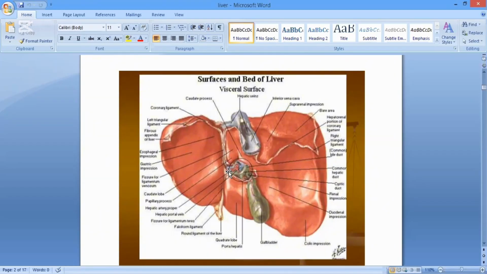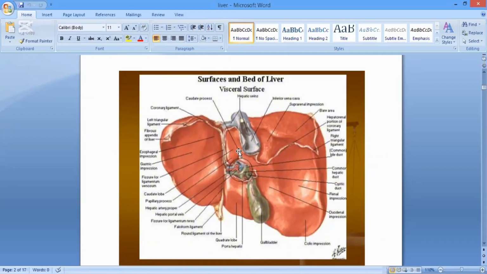From above, it is going to be continuous with the diaphragmatic surface. Below and to the right, just behind the porta hepatis, it is going to be continuous with the right lobe of the liver. So this small extension, which extends downwards to the right just behind the portal apparatus, is continuous with the right lobe of the liver.